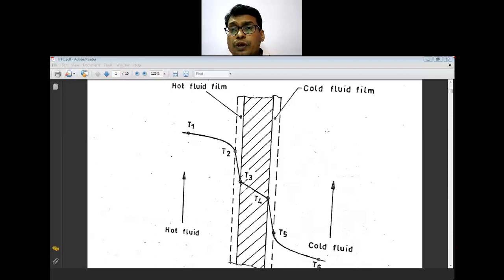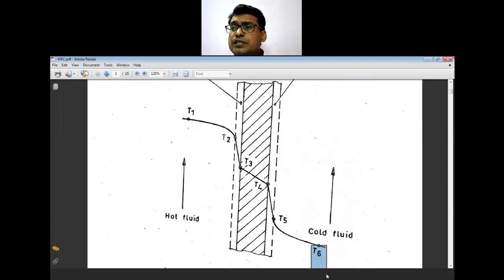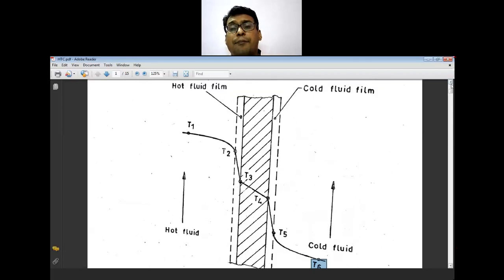Now, there is a certain metal wall or metal plate. On one side of this metal plate, we have the hot fluid, and on the other side, the cold fluid is available. This hot fluid is at a temperature T1 and this cold fluid is at a temperature T6. This is the bulk temperature, the overall temperature that is being talked about.